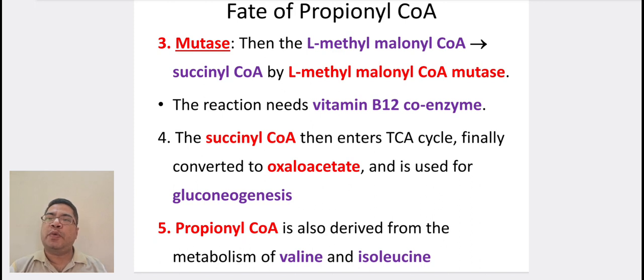Third enzyme to act is mutase. The L-methylmalonyl CoA is converted into succinyl CoA by methylmalonyl CoA mutase. The reaction needs vitamin B12 coenzyme. The succinyl CoA enters the Krebs cycle, is finally converted to oxaloacetate, and is used for gluconeogenesis. Propionyl CoA is also derived from the metabolism of valine and isoleucine.